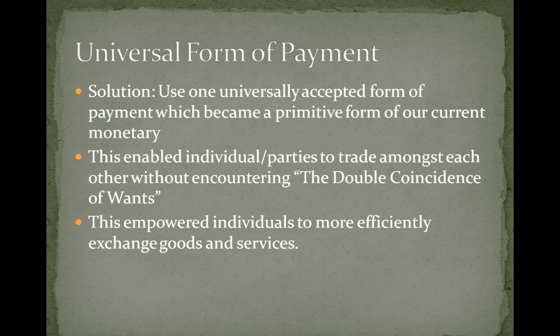So a solution to this was a universal form of payment. The universal form of payment is one thing, quote unquote thing, universally accepted, and this is the primitive form of our current monetary system. Now, what happens here is it enables two people to exchange with each other without encountering the double coincidence of wants. So a universal form of payment solves the problem of the double coincidence of wants. And the next thing it does is it empowers individuals to more efficiently and effectively exchange goods and services.